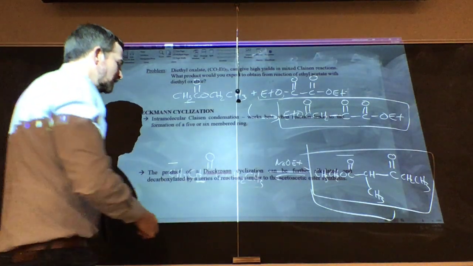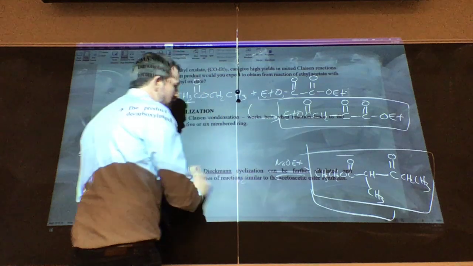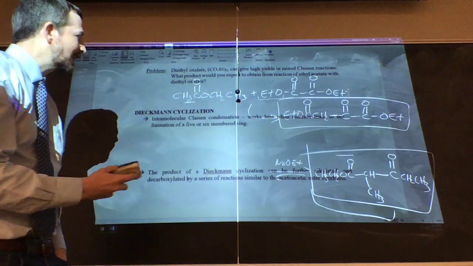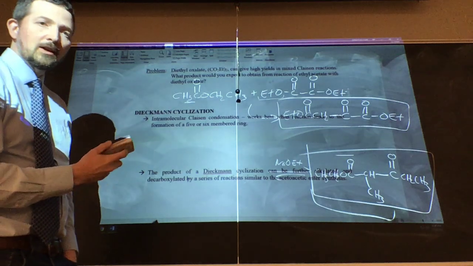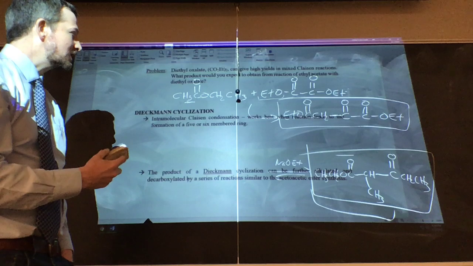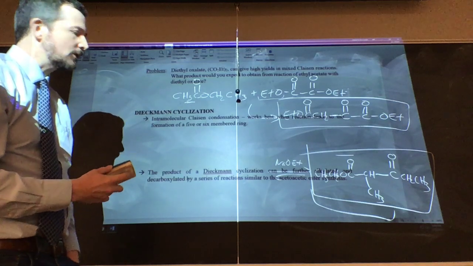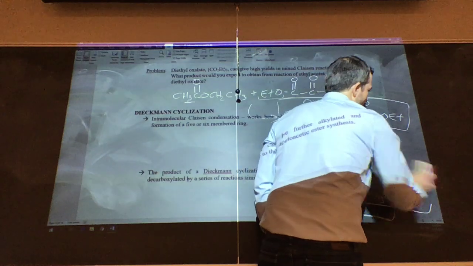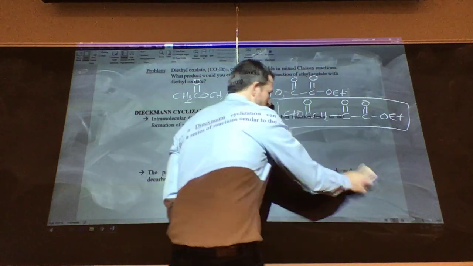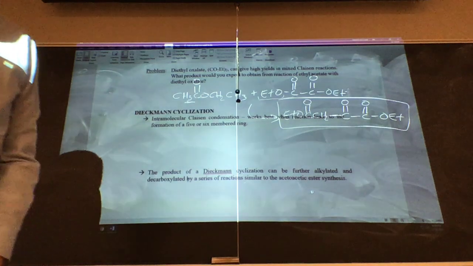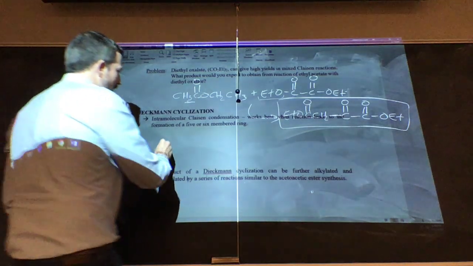Dieckmann cyclization is a Claisen reaction that involves the cyclization of a compound. Just like with the intermolecular aldol reactions, the Dieckmann cyclization favors the formation of 5 or 6 membered rings. Let's look at an example.